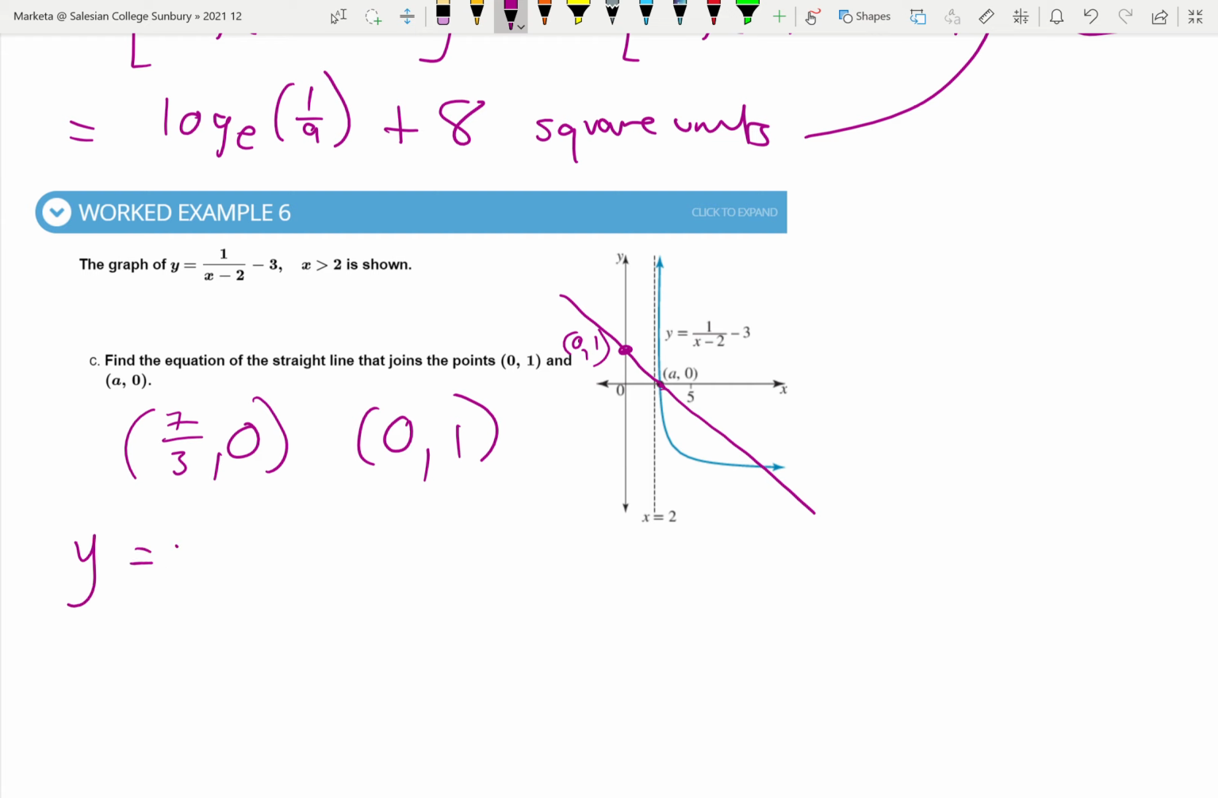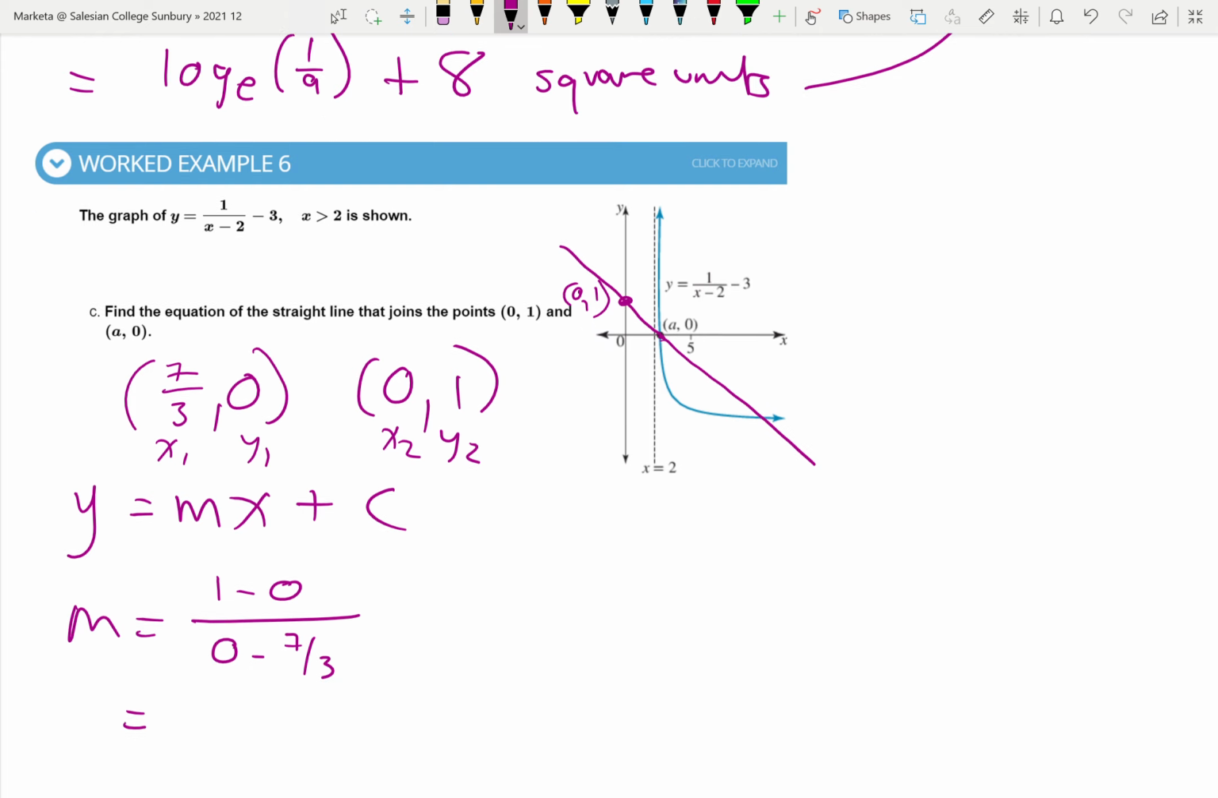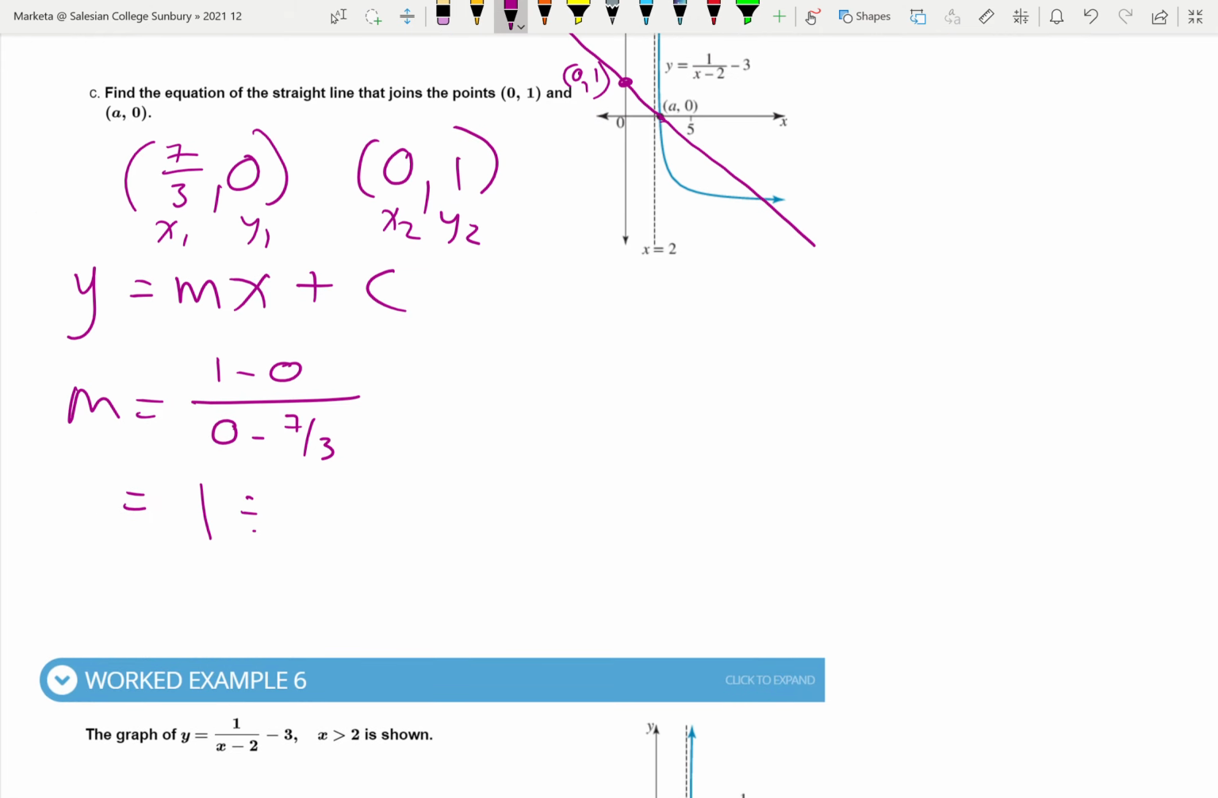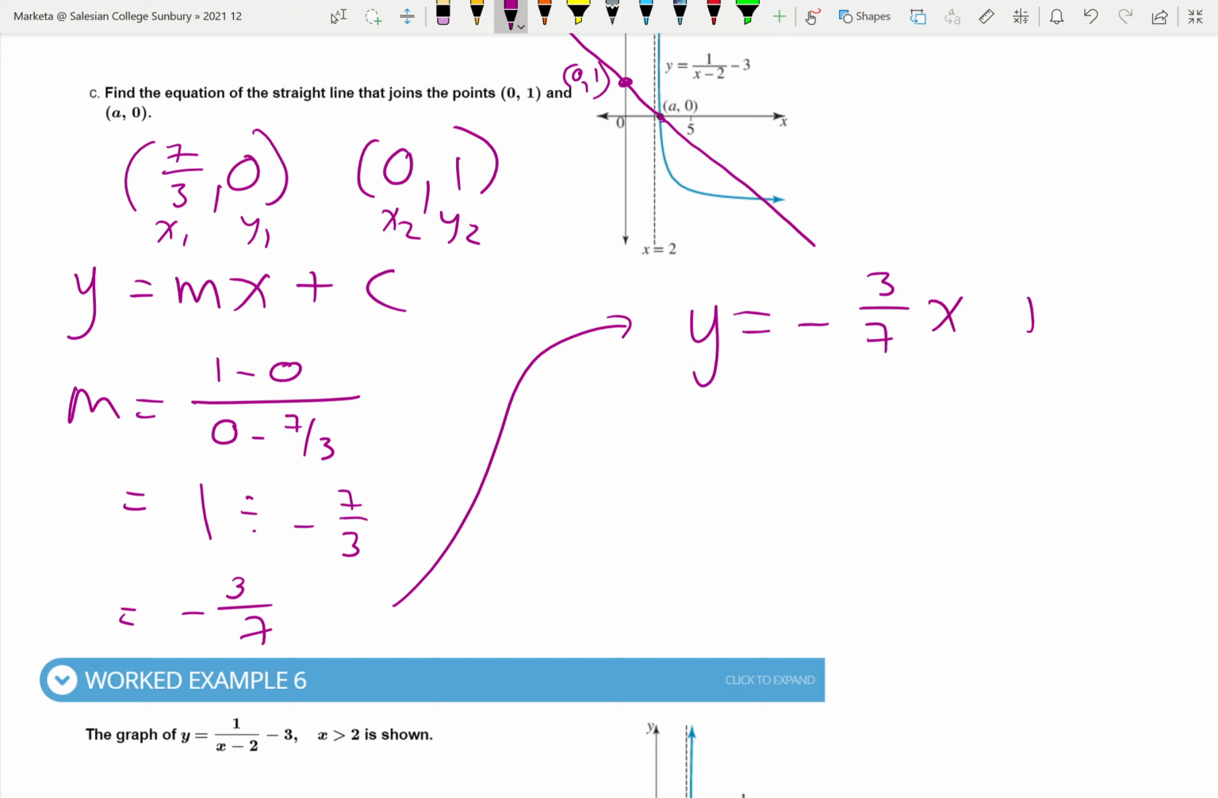So y equals mx plus c. And m equals y2 minus y1 over x2 minus x1. So 1 minus 0 over 0 minus 7 on 3. So that's 1 divided by -7 on 3. Keep change flip. So it's going to be -3 on 7. So we've got y equals -3 on 7 x plus c.